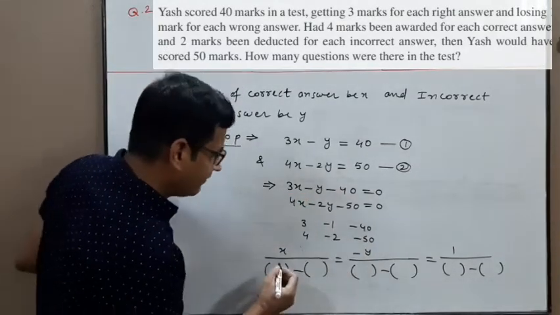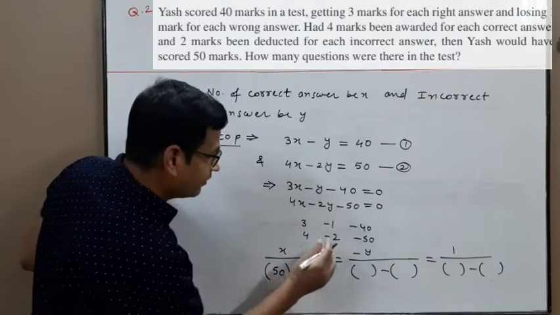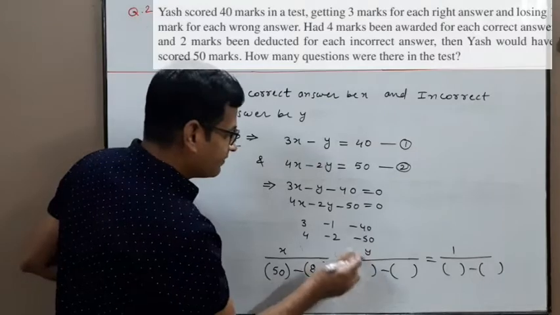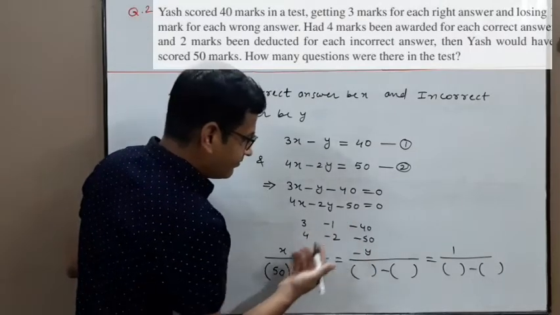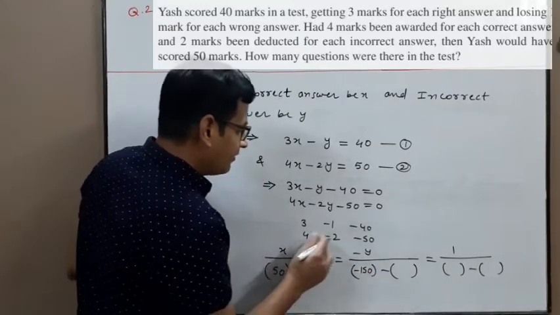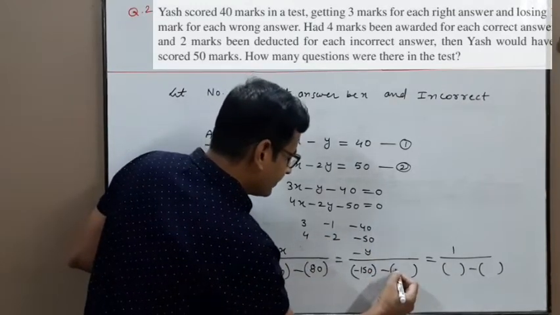Minus 1 into minus 50 is plus 50. Minus 2 into minus 40 is plus 80. Minus y upon, right, the middle term: 3 into minus 50 is minus 150, and 4 into this is minus 160.